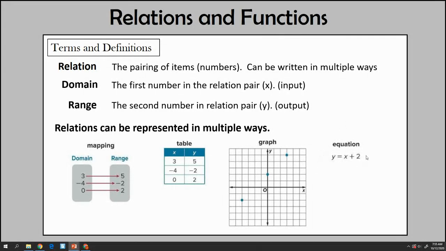And then finally, they could give us an equation. So for an equation, we don't get specific ordered pairs given to us, but we could put in a number for x and find out what its output is. So if I put in 1 for x, y would equal 3. So 1, 3 would be an ordered pair. If I put in 2 for x, we'd get an answer of 4 for y. So 2, 4. So this equation doesn't give us the ordered pairs, but it gives us the ability to find ordered pairs that would fit it.